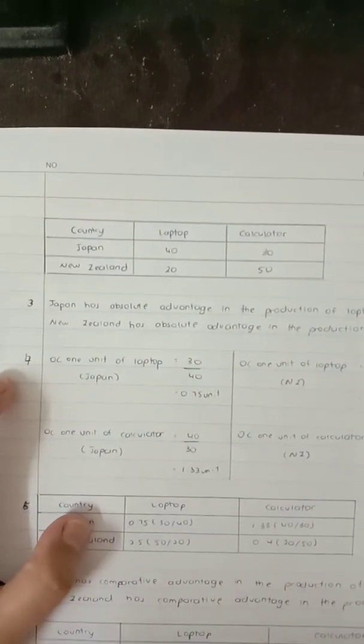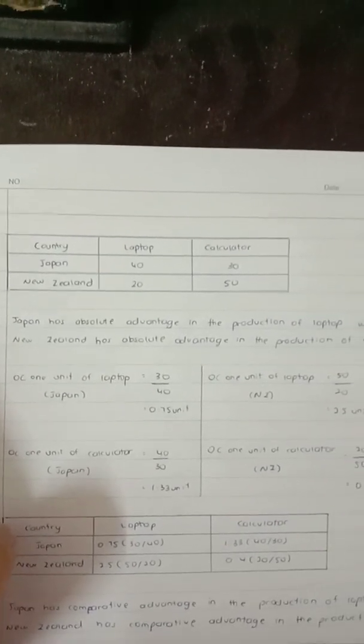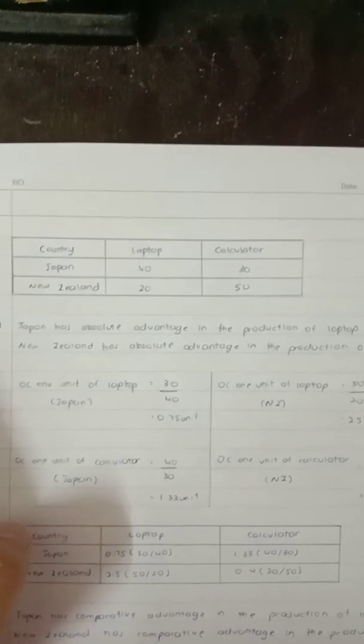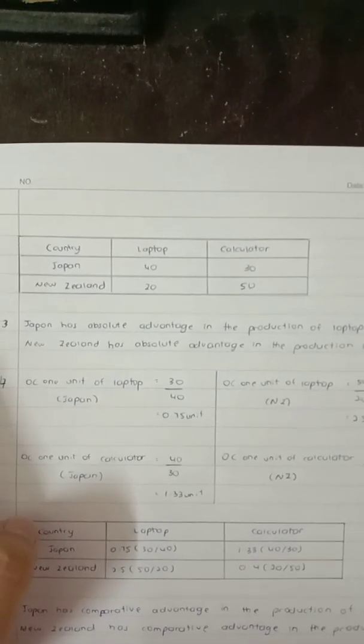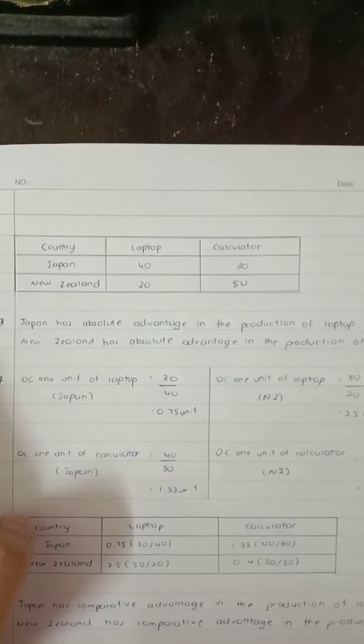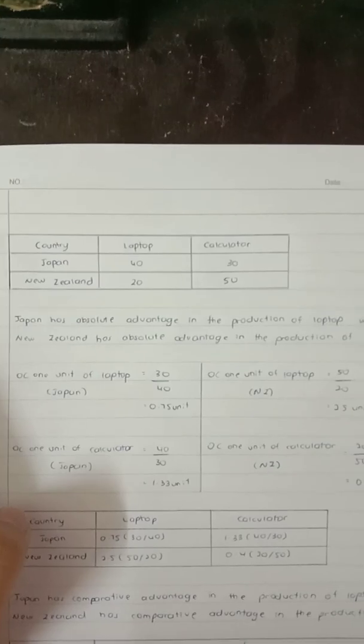So the third question, which country has absolute advantage in production of laptop and calculator? Japan has absolute advantage in the production of laptop, while New Zealand has absolute advantage in the production of calculator. Because we can see in the table, Japan produced more laptops, while New Zealand produced more calculators.